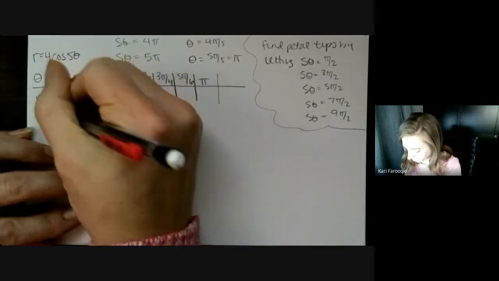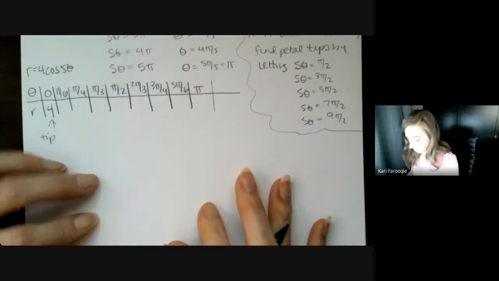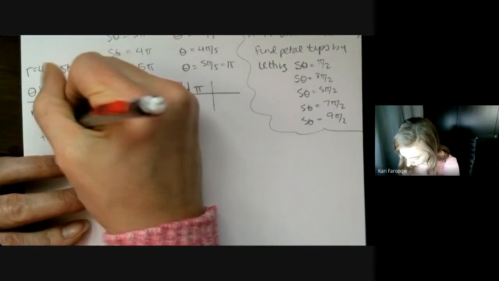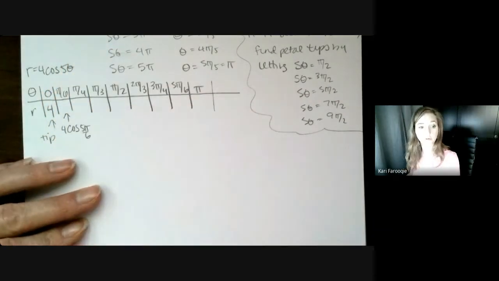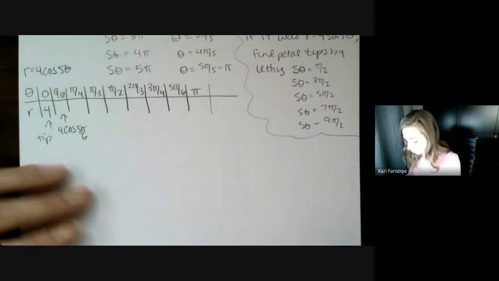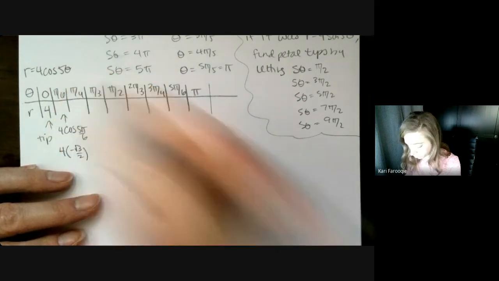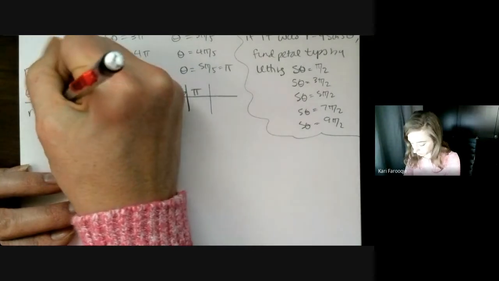So we know that this is also going to be a pedal tip. At pi over 6, we're looking for the cosine of 5 pi over 6. Well, 5 pi over 6 is in quadrant 2. Cosine's negative in quadrant 2. So you're looking at negative root 3 over 2. So this value is actually going to be negative 2 root 3.